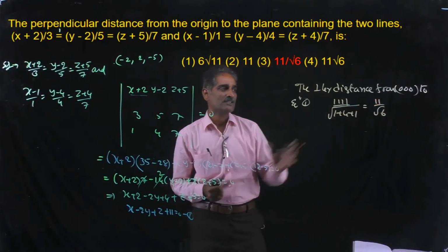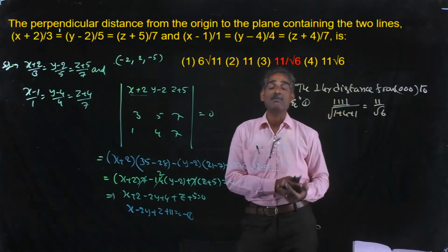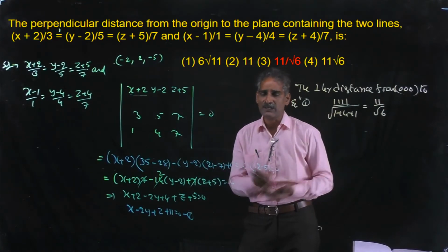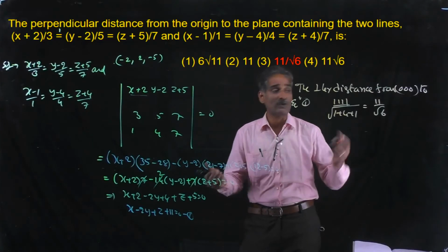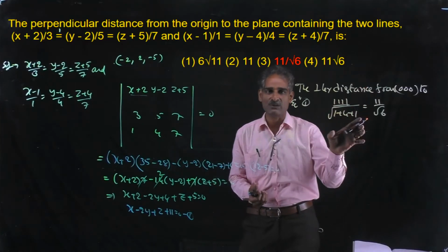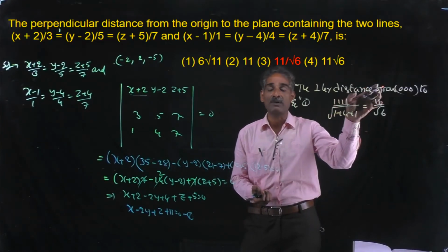Understand? This is how to find the distance from origin to the plane. If you know the plane equation, you can find out the distance by using the formula mod d by root of a square plus b square plus c square. That is the distance from origin to the plane.